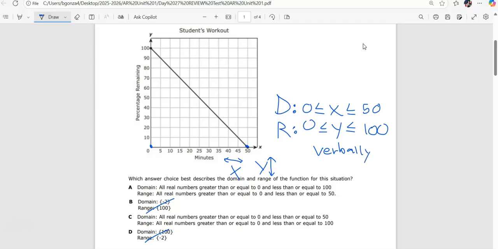So A, all real numbers greater than 0 and less than or equal to 100. Is the domain between 0 and 100? No. 0 to 100, no, that's the range. They got these backwards here, so it can't be letter A. We already know it's not B and D, so it is C, because C says the domain is between 0 and 50, and the range is between 0 and 100.